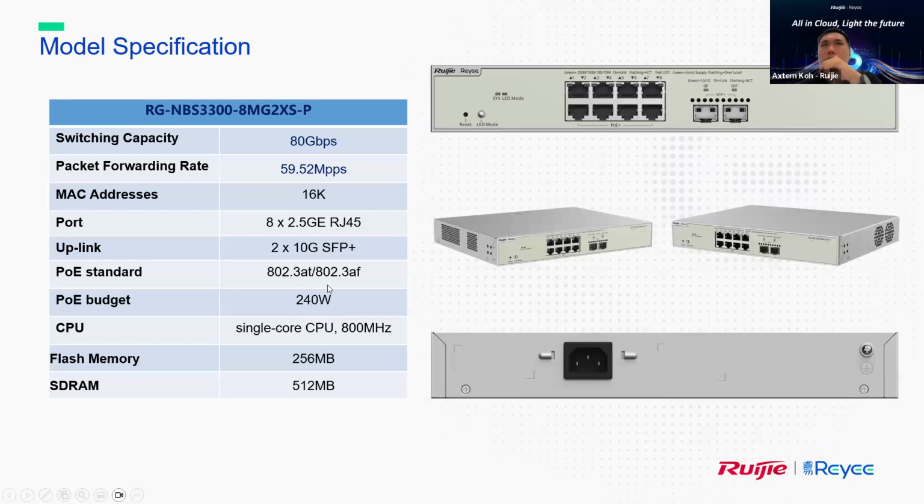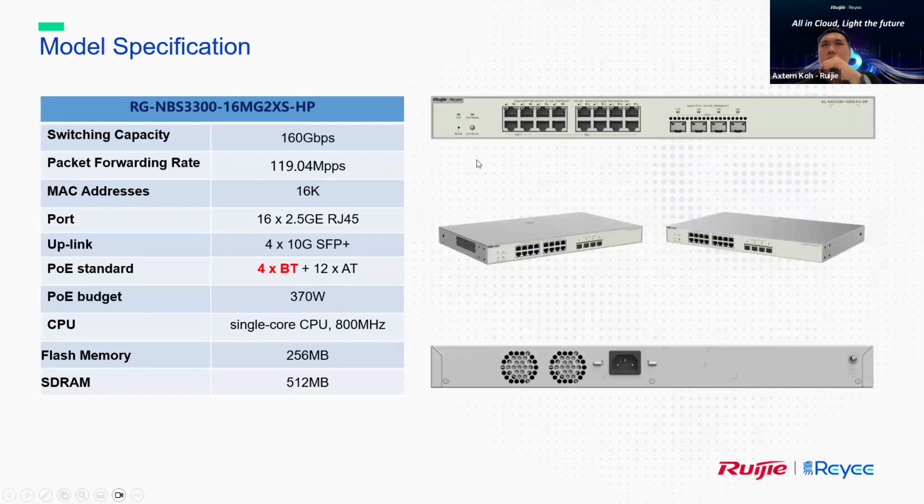How about the other switch? What I'm going to share with you here, right? These switches support 16 2.5G RJ45 ports. For the PoE standard, you can see there are 12 PoE+ ports and another 4 high-power ports on the 3300 16-port. The total power budget for these switches is 370 watts. They have a built-in power supply and come with 2 fans that can easily power up these switches.